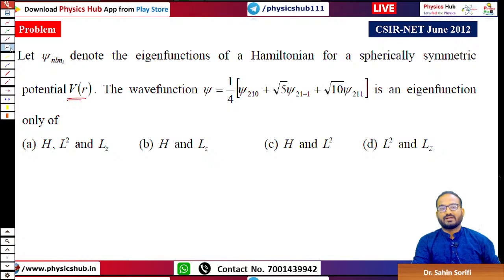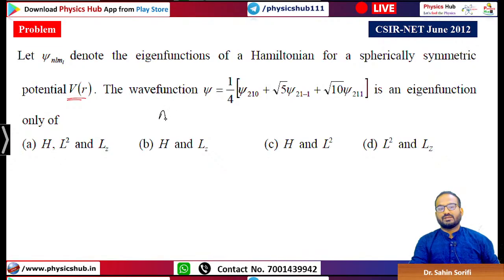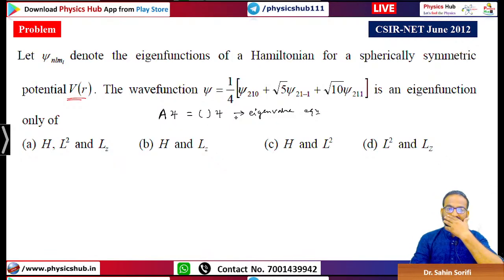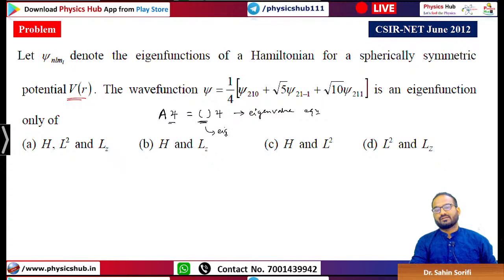If you can find out, let's say A is an operator, right? If you find a relation like this, some multiplicative factor times psi, if you can express it in this way, then we will call it an eigenvalue equation, and psi will be called an eigenfunction. If we can present it in this way, then it can be said that this is an eigenvalue equation and psi is the eigenfunction, and whatever constant you get here will be your eigenvalue.